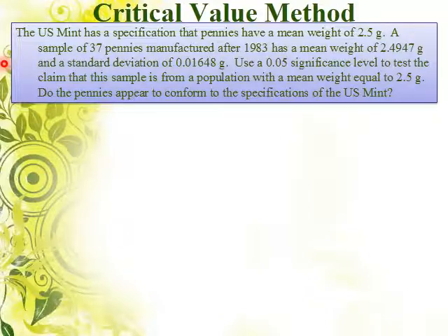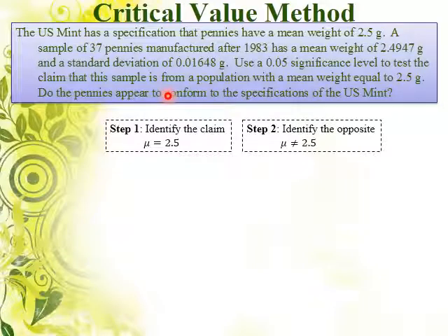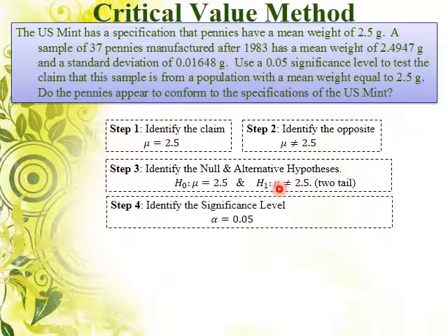So just like the p-value method, we're going to have the first 5 steps be exactly the same. We're going to first of all identify the claim, and in this case the claim is that these pennies came from a population that had a mean weight of 2.5. The opposite then is that the mean does not equal 2.5, and we'll get our null and alternative hypothesis the same way we've done before. The one that has the equal sign in it will become our null hypothesis. The other one will be our alternative, and since this is a not equal sign in our alternative hypothesis, we are dealing with a two-tailed test.